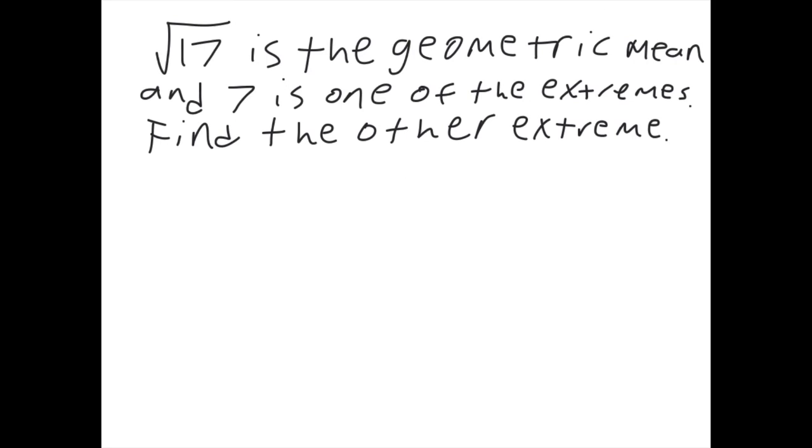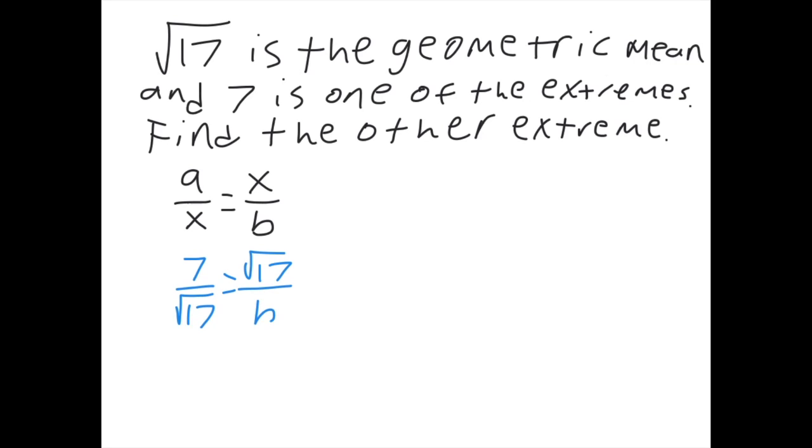In this case, we have square root of 17 is the geometric mean, and 7 is one of the extremes. Find the other extreme. So again, we've got what we had before: A over x equals x over b. In this case, 7 is the a, and square root of 17 is the x. So we're going to say 7 over square root of 17 equals square root of 17 over b, and then solve for b.